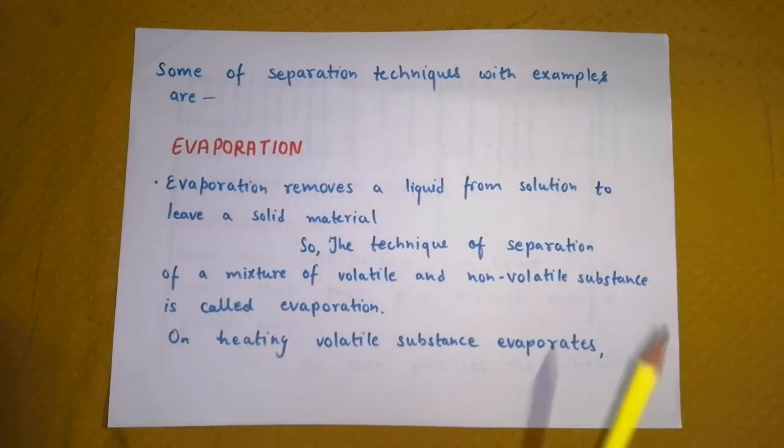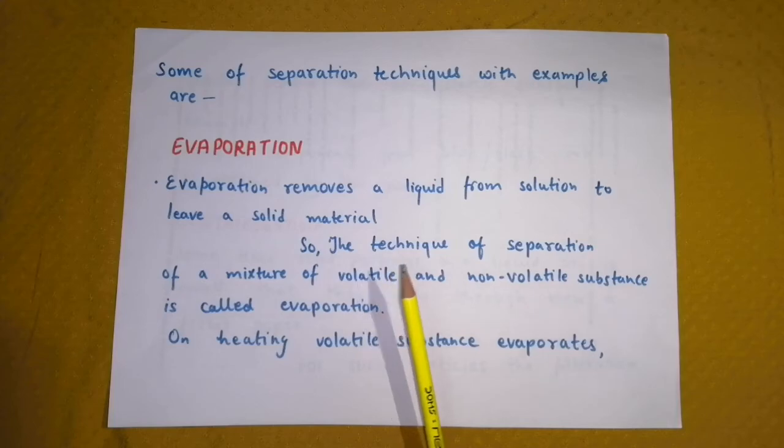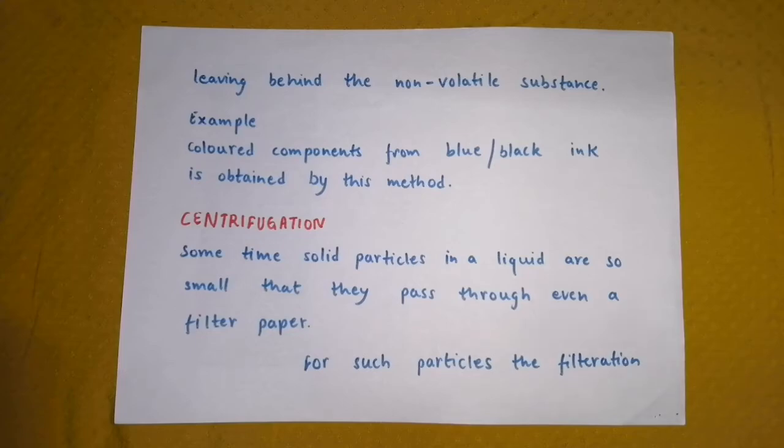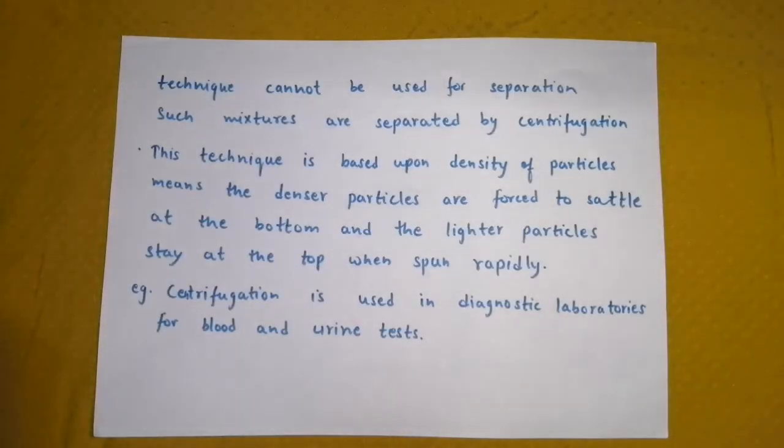Evaporation removes liquid from a solution and leaves behind the solid material. It is the technique of separation of volatile and non-volatile substances. On heating, the volatile substance evaporates and the non-volatile substance is left behind. Centrifugation. In this technique, the denser particles are forced to settle at the bottom and the lighter particles stay at the top when spun rapidly. Centrifugation is used in diagnostic laboratories for blood and urine tests.